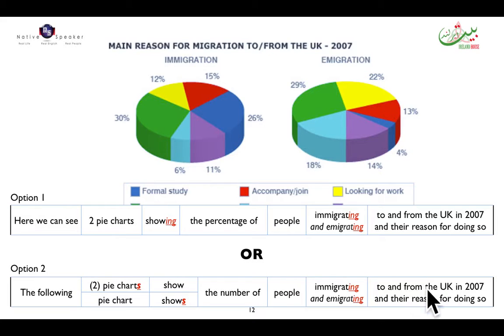So this complement, a good complement, always answers question words like who, what, where, why. So this complement says where, to and from the UK, when, in 2007, and why, their reason for doing so. So again, these are good, strong sentences, and they produce well in advance of 15 words. So you're well over 10%. You're at almost 15% here of your report complete.